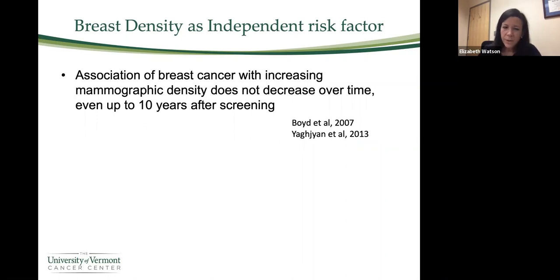We've also found that this association of breast cancer with increased breast density does not decrease over time. So even if the breast does become less dense over time as menopause happens or various reasons, that association with an increased risk of breast cancer does not decrease, even up to about 10 years after screening.